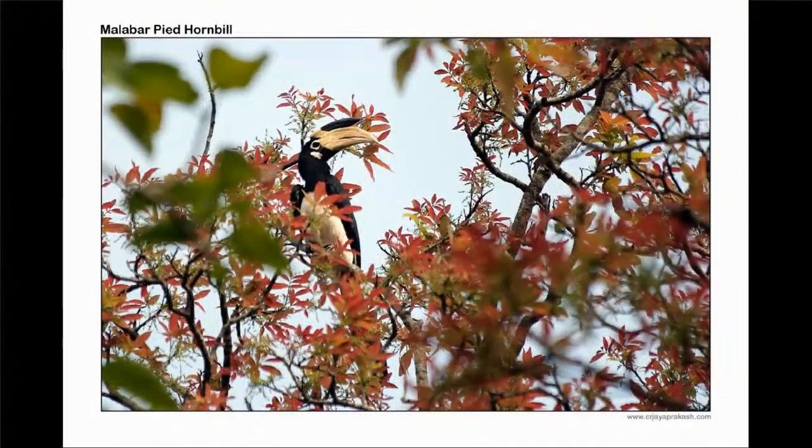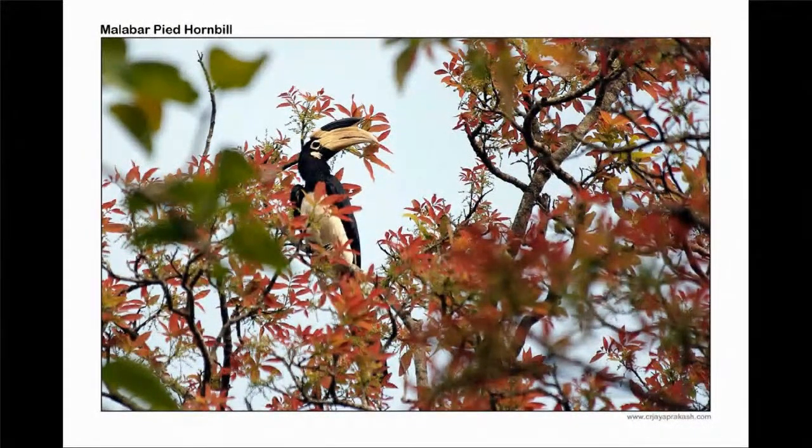And this is another thing which I cherish the most. This is a Malabar pied hornbill. It's endemic to Western Ghats. We took this near the Pillur Dam. The speciality of the tree is that this bird has its nest here. They stay there. And it was in January.